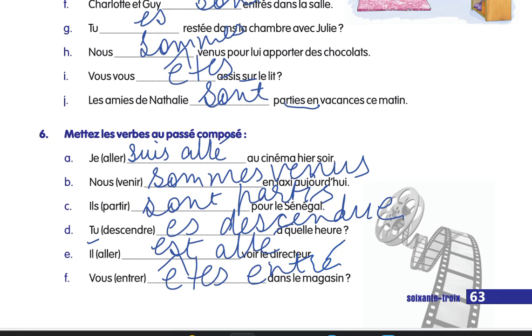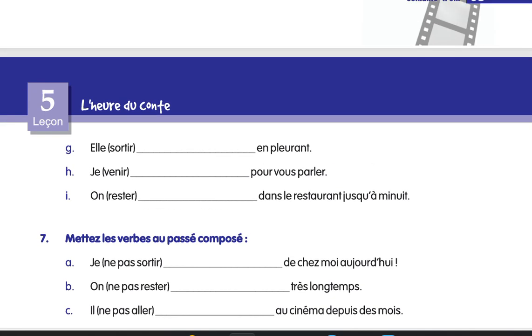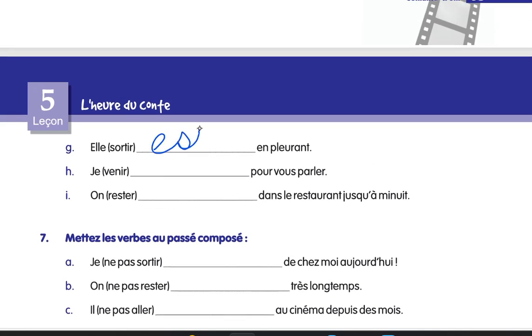Vous êtes entré. Imagine if it is male, then this is. If it is female, then it will be with an S. Vous êtes entré. Okay. The next one is La sortie, féminin. The agreement is very, very important. The verb which is conjugated with être.